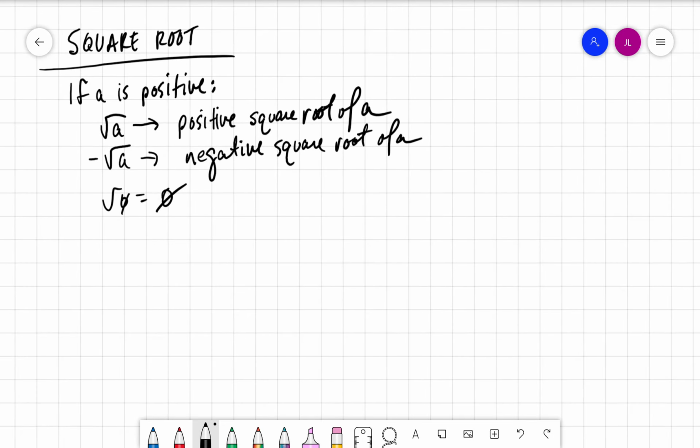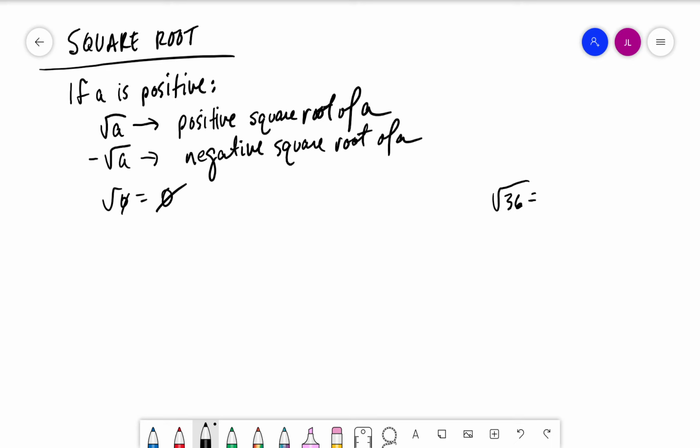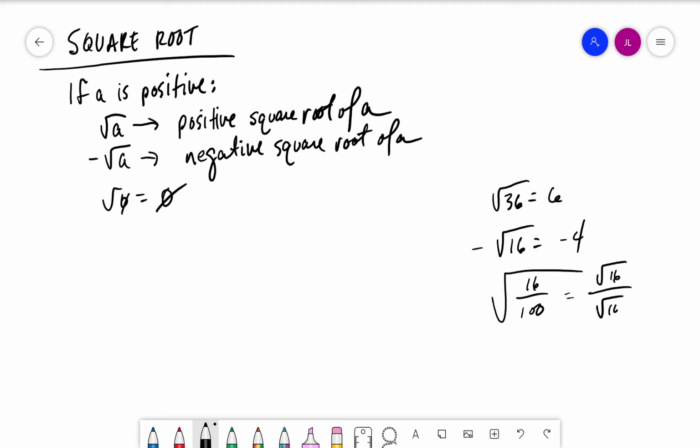What's the square root of 36? Well, we know that should be 6. The negative square root of 16 would be negative 4. And what if we look at the square root of 16 over 100? Remember, we can rewrite this as the square root of 16 over the square root of 100, just like when we're taking something to a higher power. The square root of 16 is 4, the square root of 100 is 10, so this is 2/5. That's simplifying.